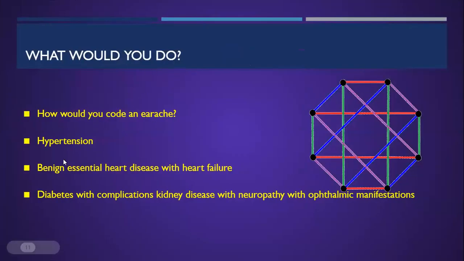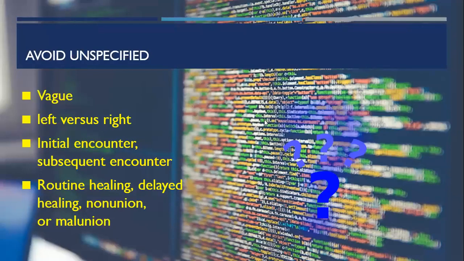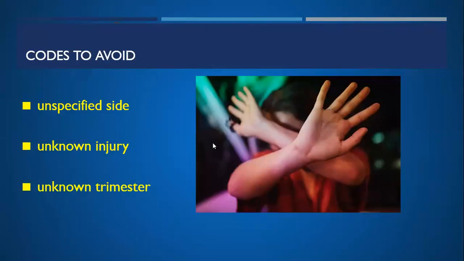So think about how you would code an earache, otitis media, otitis externa, hypertension. I just talked about it. Is it benign heart disease with heart failure? I just talked about all of those. So avoid that word unspecified. Try to be specific. Is it left versus right? I just said initial, subsequent. Is it delayed healing, non-healing? All of those things are important for your codes.